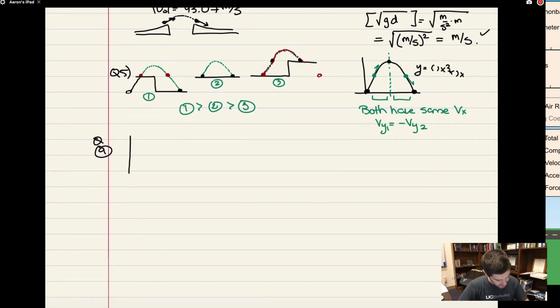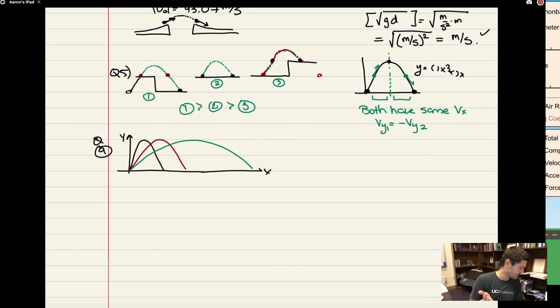Let's take a look at question number 9. So there are 3 footballs that are launched. Looks like they're kicked from the ground, no air resistance. They all reach the same maximum height, but they clearly have quite different trajectories. And the question is, rank these according to their initial vertical velocity, the time of the flight, the initial horizontal component, and the initial speed.